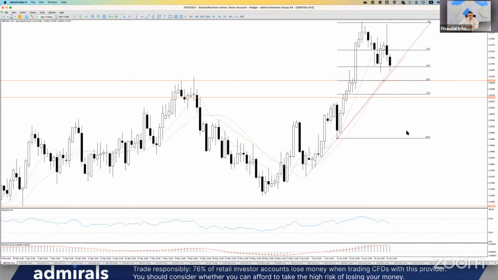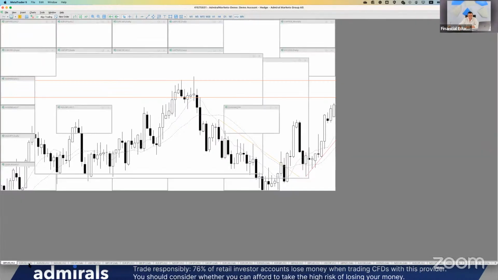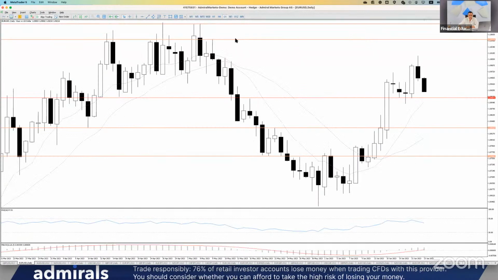Guys, are you okay with this type of trading setups? Any questions? Let's move on. Euro US dollar. This is the daily chart.